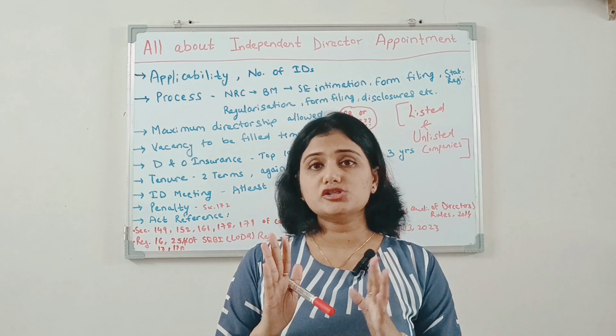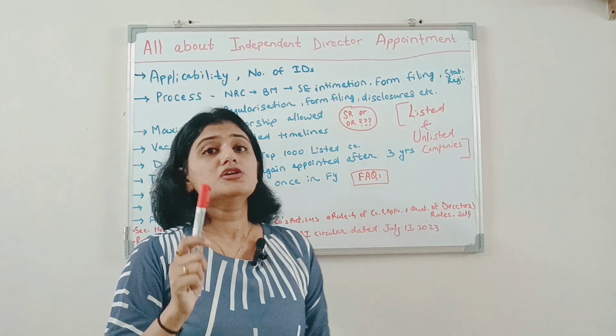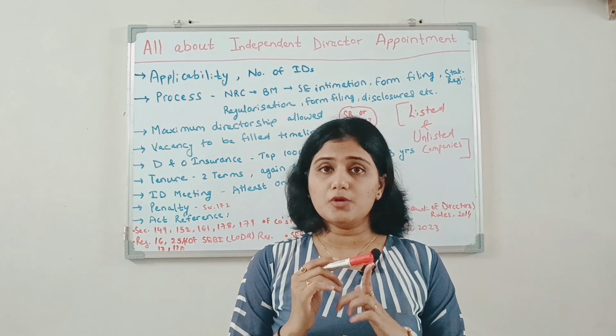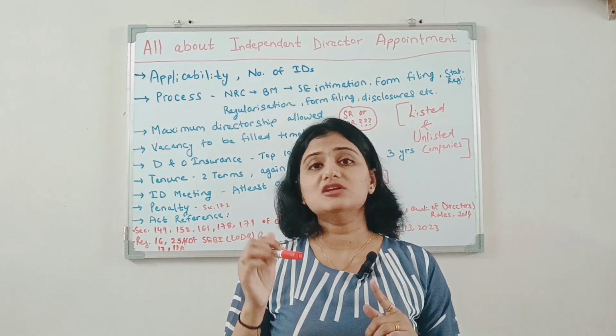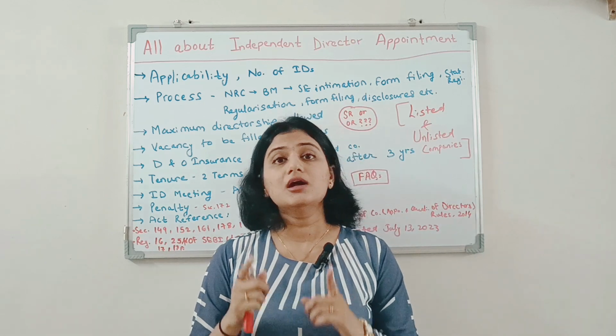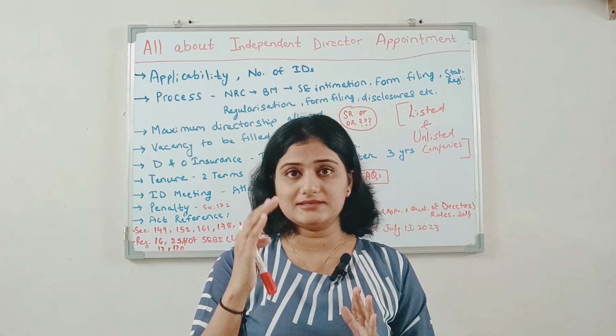And the resolution I have mentioned here, whether special resolution or ordinary resolution. So for the unlisted company, the appointment of the ID can be approved by the shareholders by passing an ordinary resolution, subject to the age of the ID being less than 70 years.